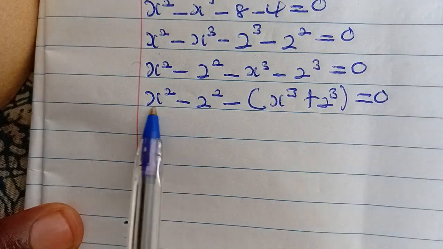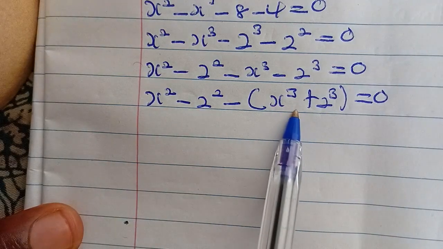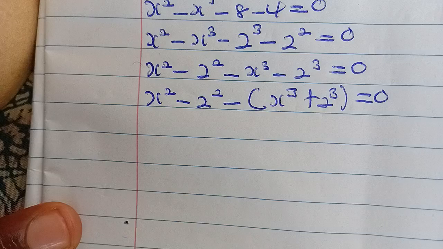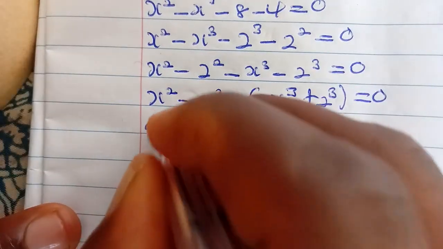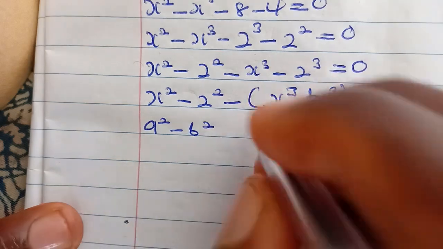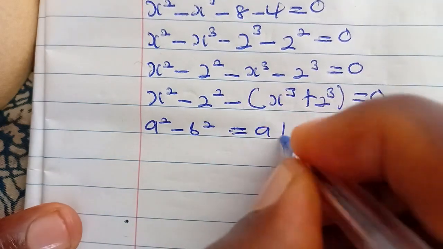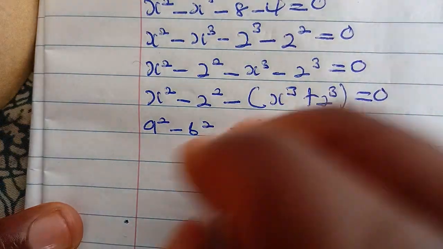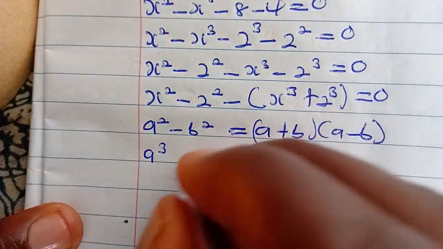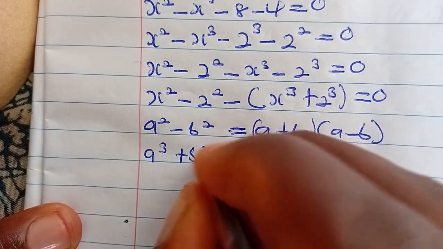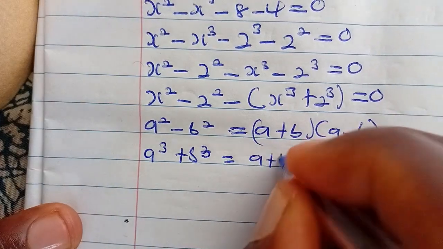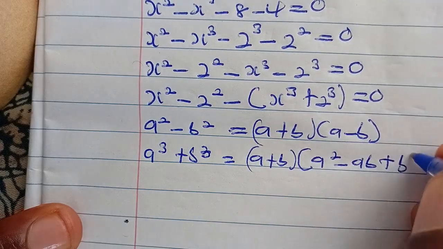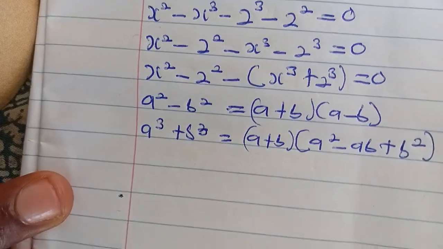Now this is a difference of two squares and this is the sum of cubes. So we are going to apply their respective identities. Now we know that if you have a squared minus b squared, this gives us a plus b, a minus b. Do you get me? Now if you're having a cubed plus b cubed, this gives us a plus b, and then a squared minus ab plus b squared. So this is what you have.